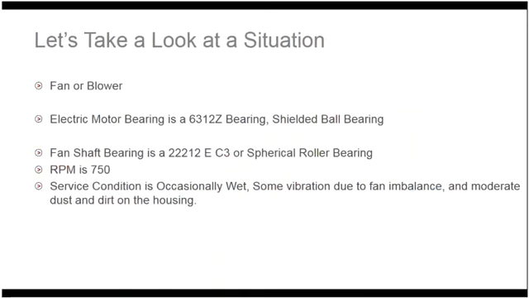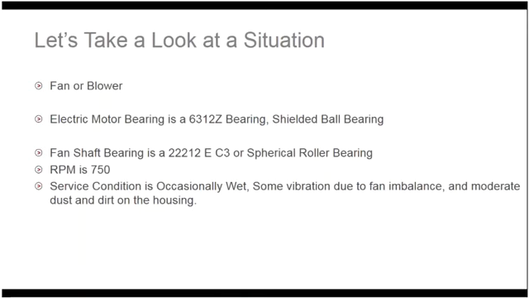So let's take a look at a real situation. In many cases, we have a fan or a blower where an electric motor is driving the fan, and the fan shaft is supported by two pillow block bearings. In this case, we will use an electric motor bearing that is a 6312Z, or a shielded ball bearing. The fan shaft is supported by a pillow block bearing that is a 22212E C3 fit, or spherical roller bearing.